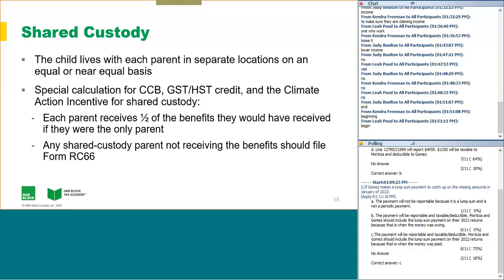We don't do that. What can you do if your client isn't getting what you think they're supposed to be getting? So maybe you have a parent who has shared custody and they haven't been receiving GST for their children. They haven't been receiving Canada Child Benefit. What advice would you give that person? What form should they be filing with the government to let the government know what their custody scenario is?